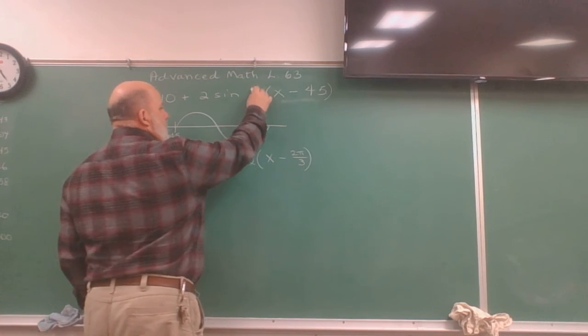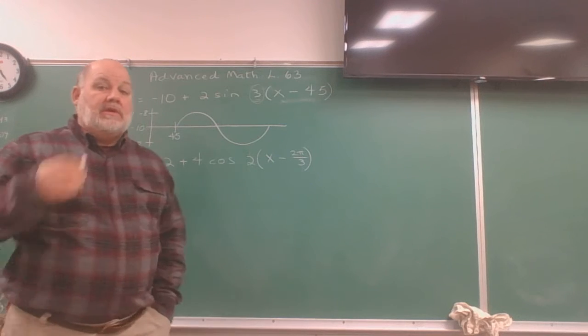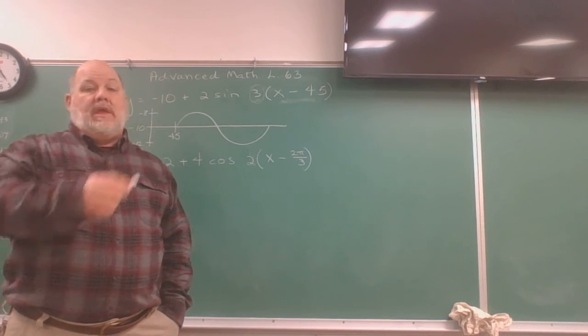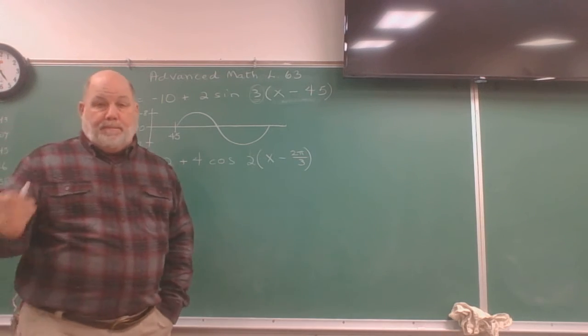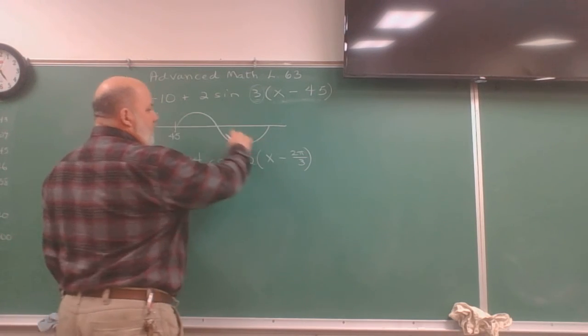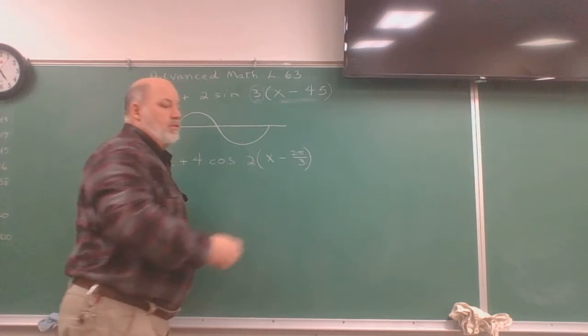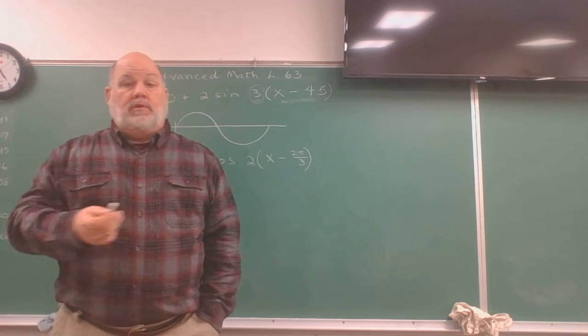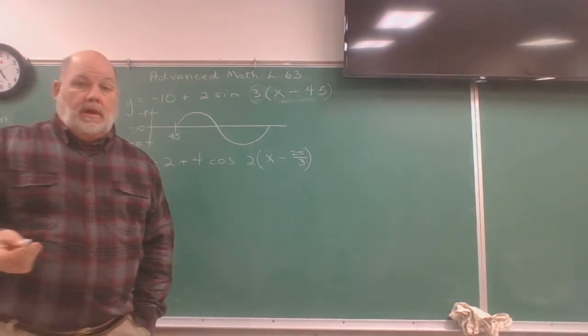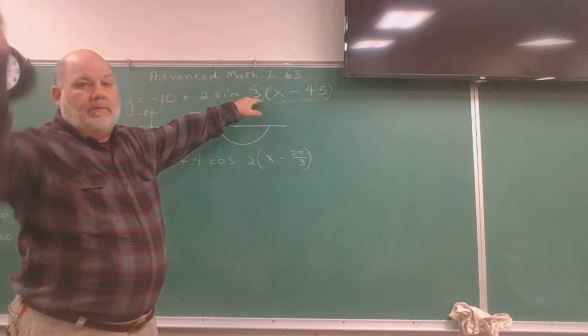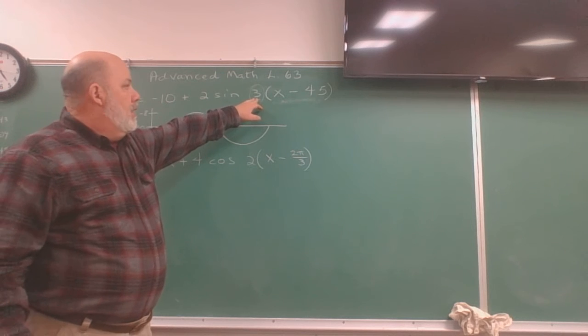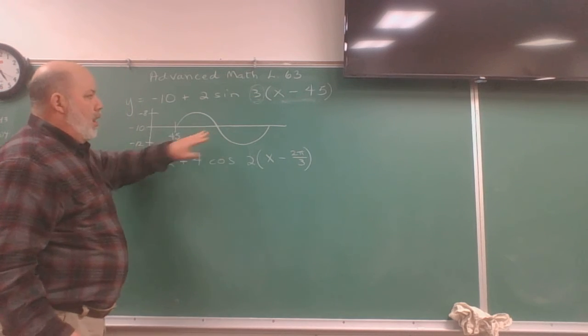This 3, the frequency, tells you that you get 3 sine waves in 360 degrees. And if you look in the book, they draw 3 sine waves, 3 complete cycles. You do not have to do that. What if that had been a 30? Would you want to draw 30 complete cycles? Of course not. So we just draw 1.